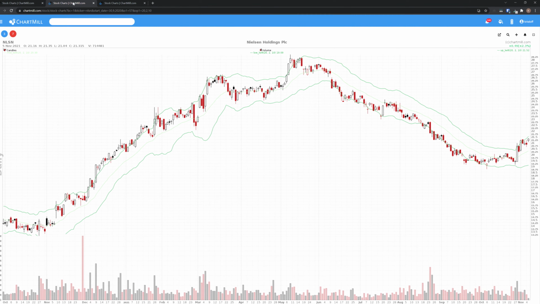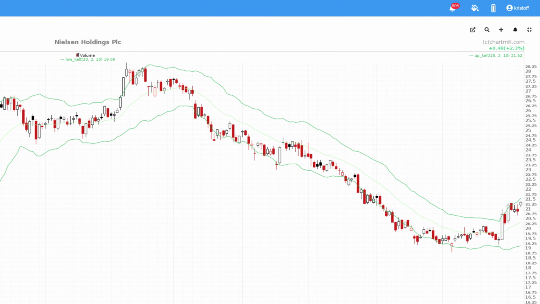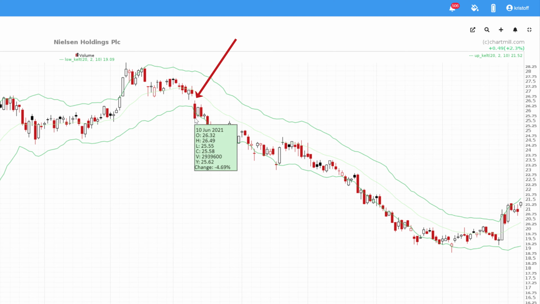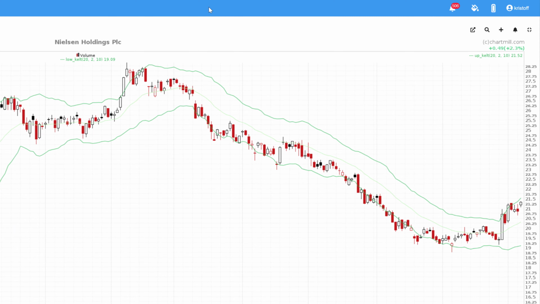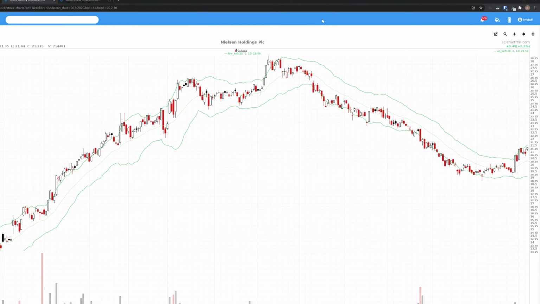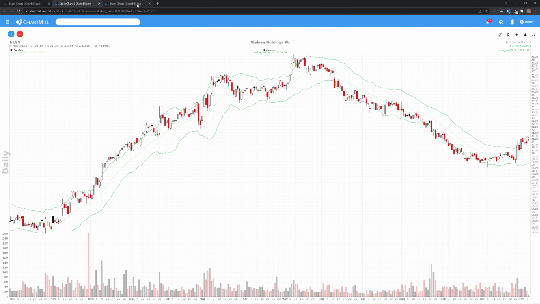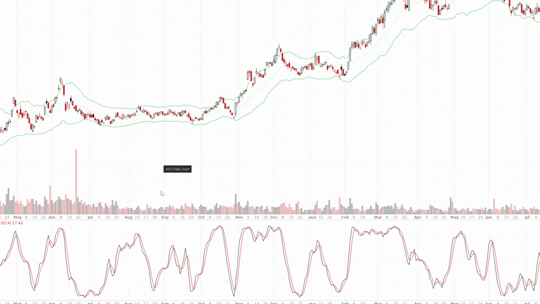The same is true when the lower channel line is broken after a previous upward trend. The following chart of Nielsen Holdings shows the beginning of a bearish trend after the share price more than doubled since November 2020. On the 10th of June 2021, the price closes below the lower Keltner channel. In spite of the intermediate price surges, the overall trend is downward, with the price moving within the extremes of the descending Keltner channel.